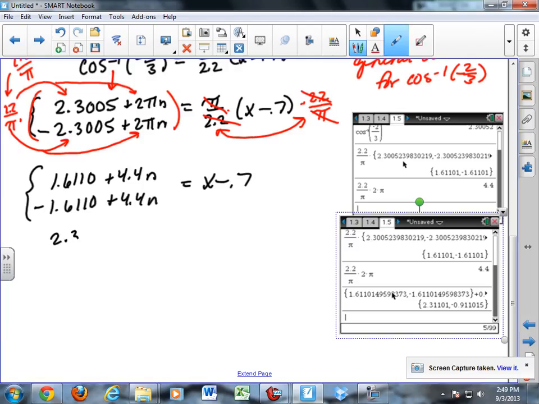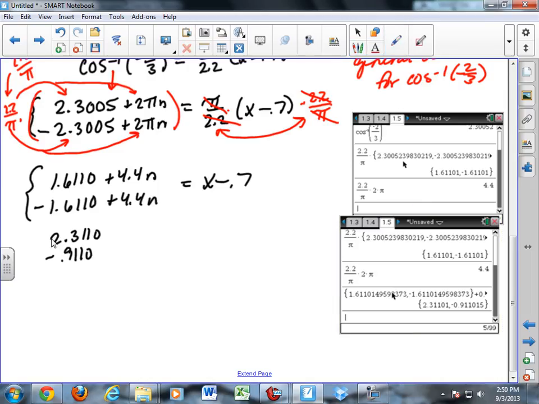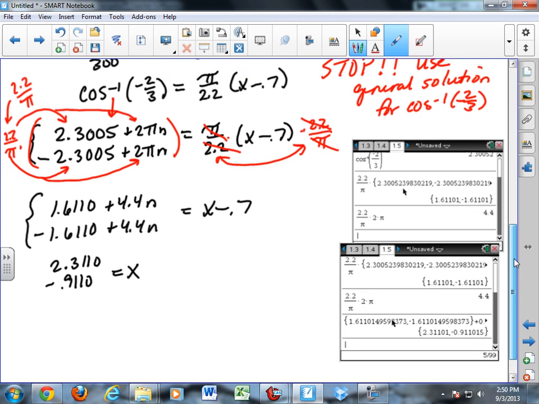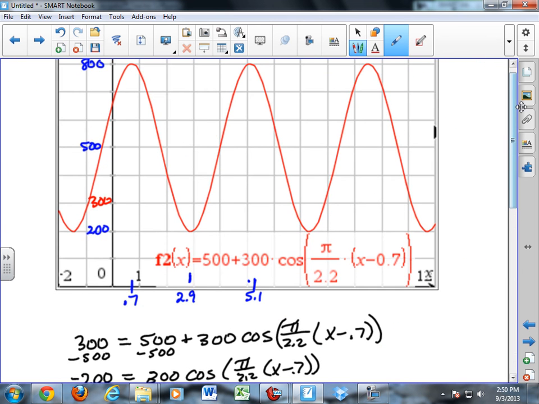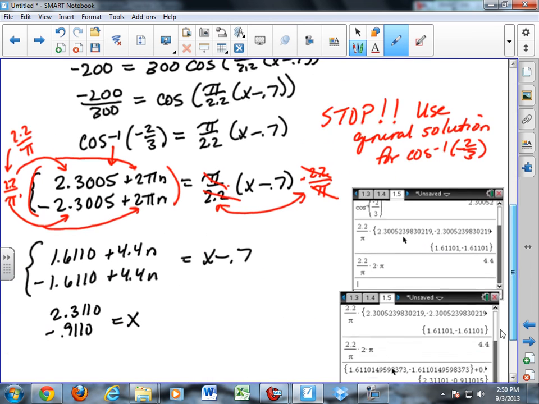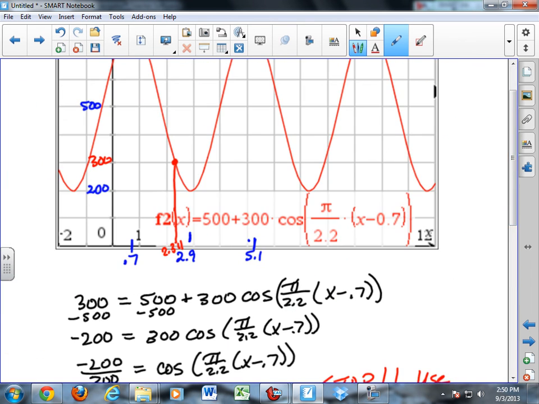So 2.31101 and negative 0.91101, good enough. I really probably don't need that extra one. Equals x. So this tells me two of the values where the fox population is equal to 300. So let's take a look at those two. The 2.3, that's this one right here. 2.311. The negative 0.9, that's right here.